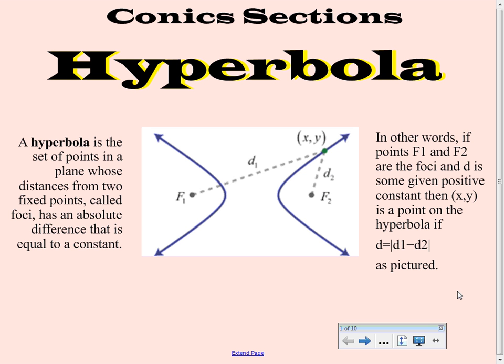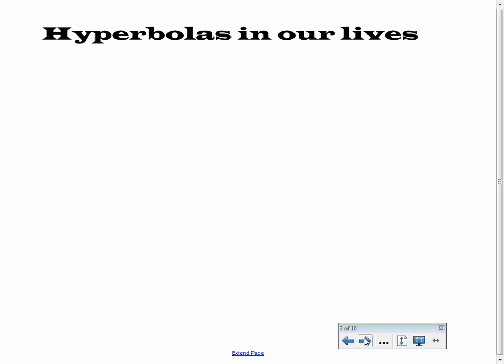On the left-hand side is one definition, on the right-hand side is another. We don't often use that definition, but it's kind of a neat definition to look at and understand where hyperbolas come from. Now, hyperbolas in our lives. So when are we ever going to use these?